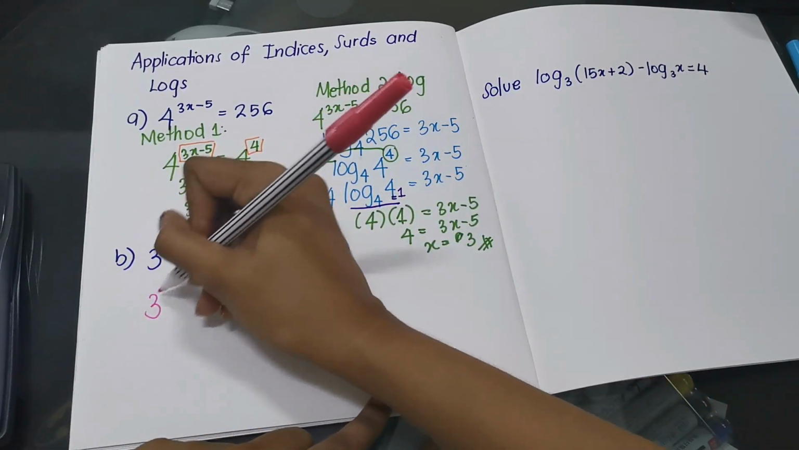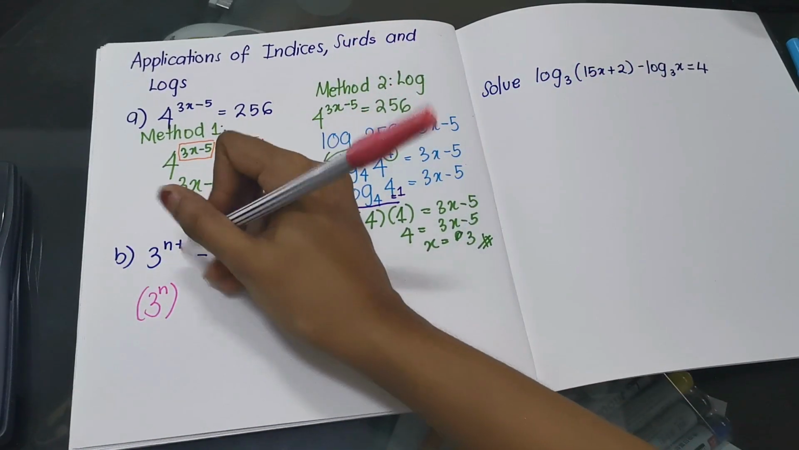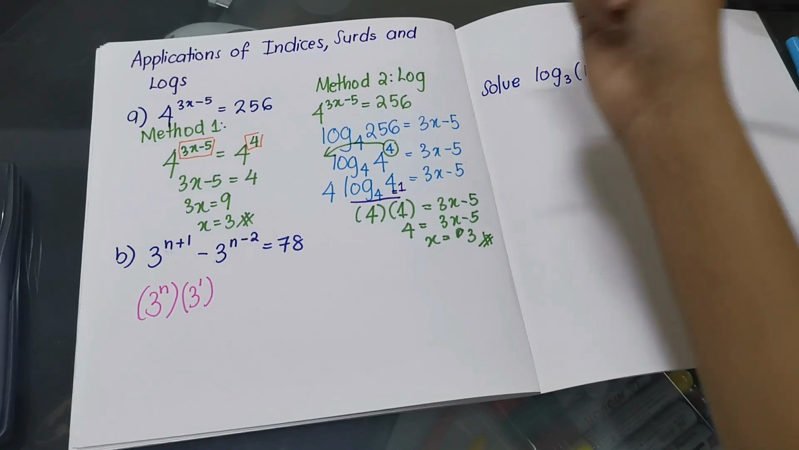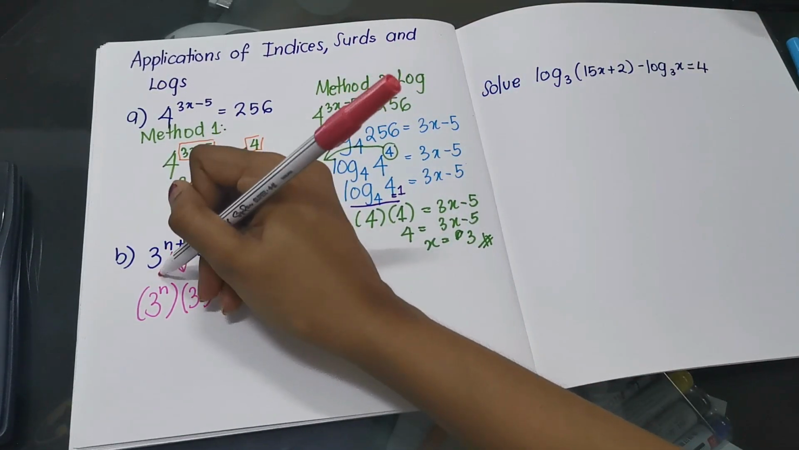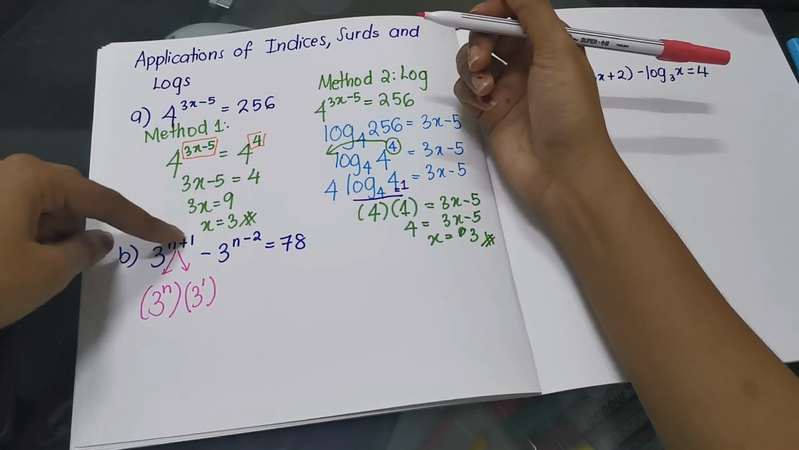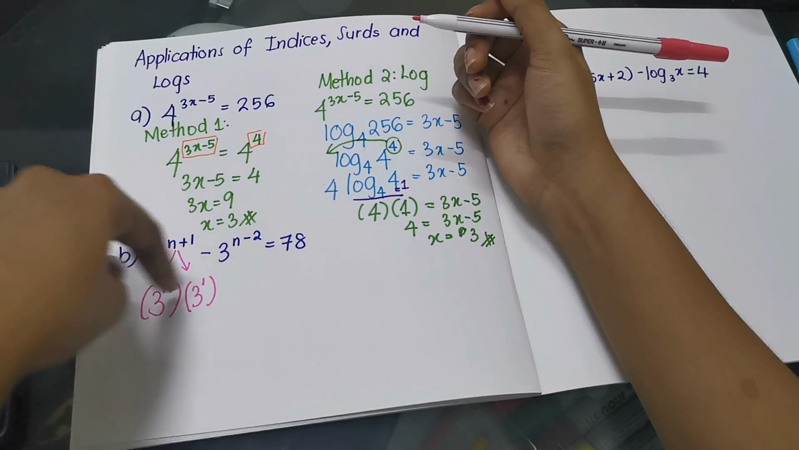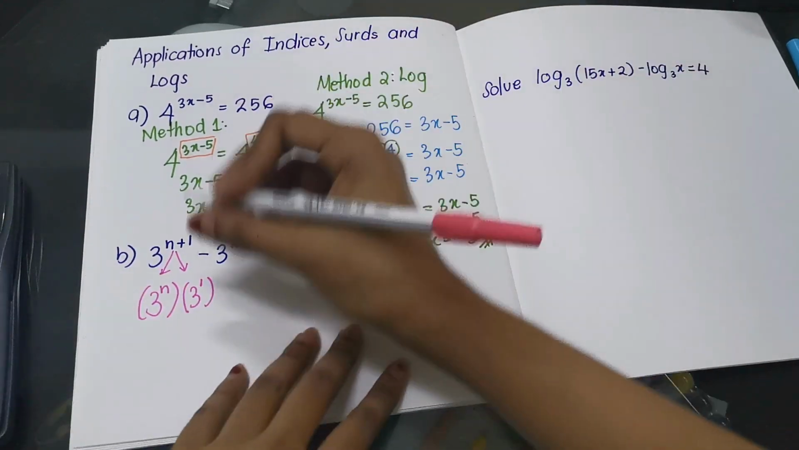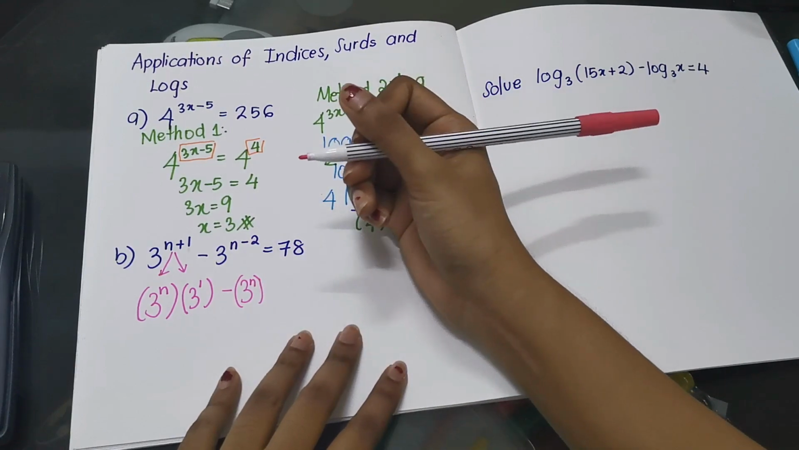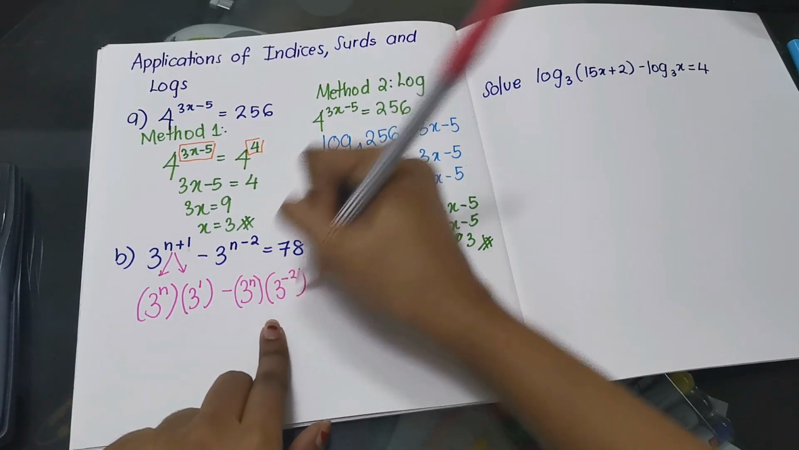So this is going to be 3 to the power of n. Then this is plus, right? So that means this is times. I'm separating it. If you can see here, since this is a plus in the power, that means the power is actually a times. That's why I get the plus. Then I'm going to minus 3 to the power of n. This one is going to be 3 to the power of negative 2.